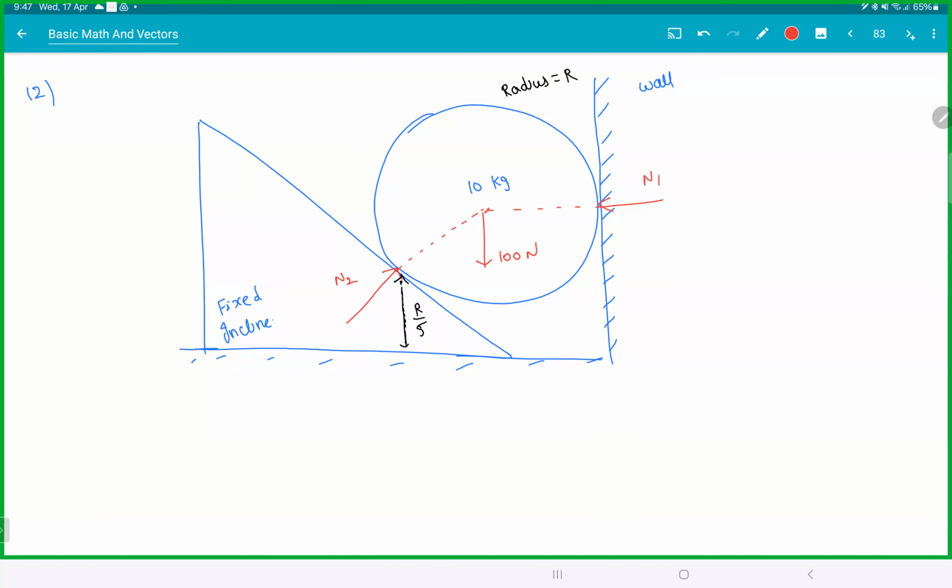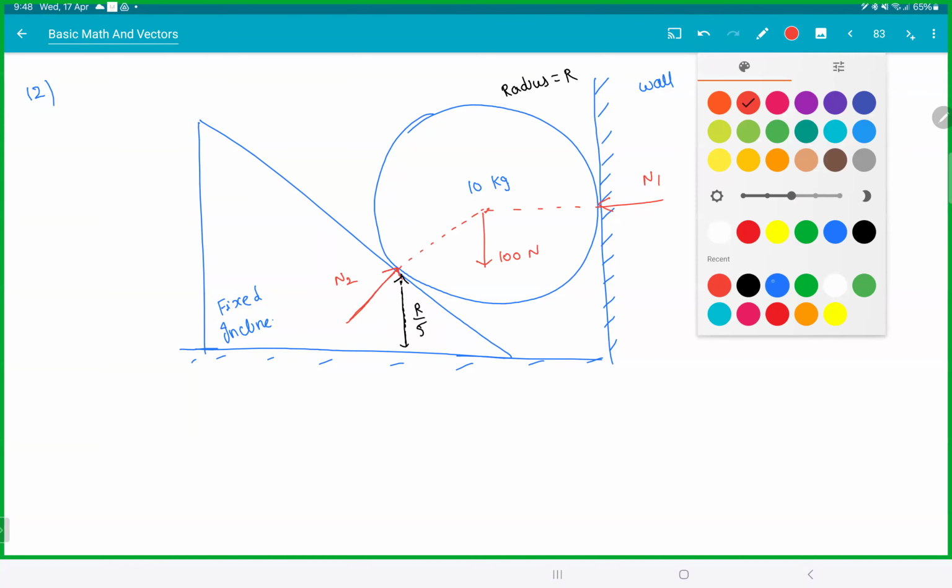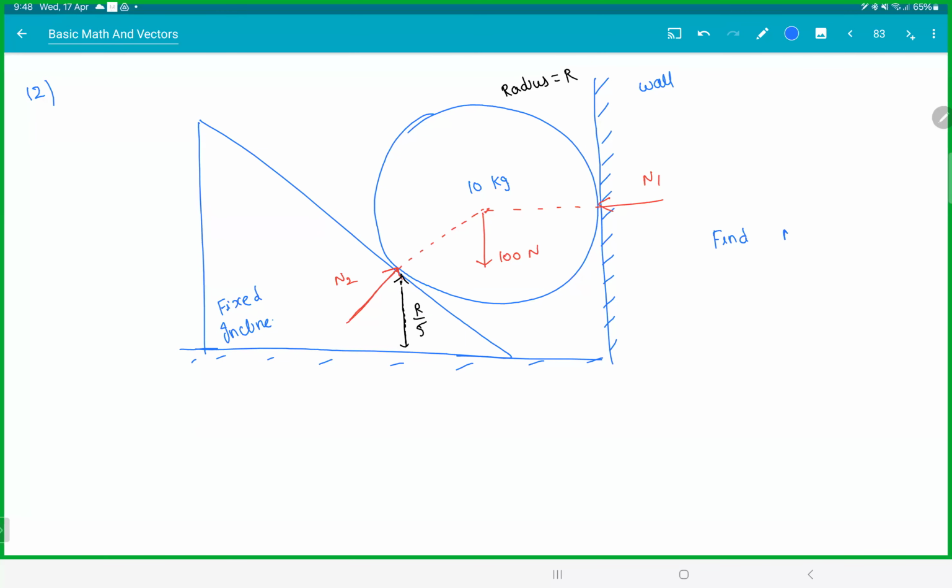You getting how the ball is? The ball got stuck between a wall and an incline. The angle was not given. This angle we don't know. But instead of that, they gave you the height where the ball got stuck. So the wall's force is N1, the incline's force is N2. Find N1, N2. Are you able to visualize the diagram? The wall pushes from the right, the incline pushes from the bottom. So there are two forces like this. Both are passing through the center. The weight is 100 newtons. First, you need to figure out the angle. The radius of the sphere is r, and the height where the ball was touching the incline is r by 5. Find N1, N2.